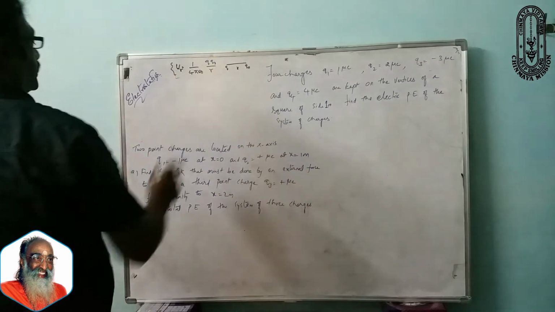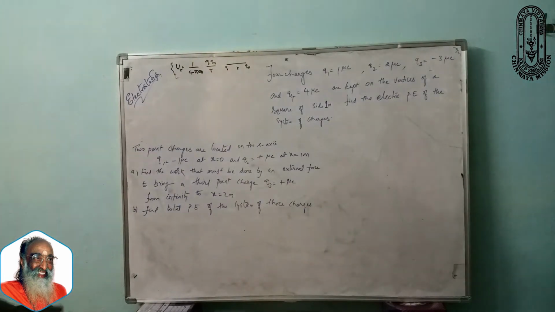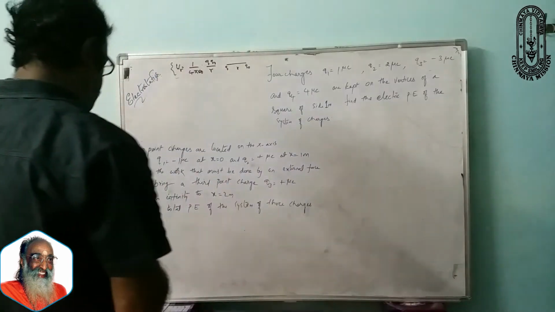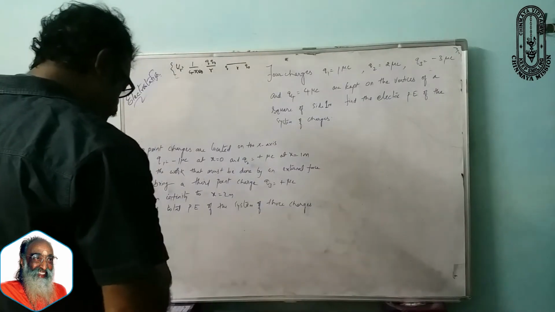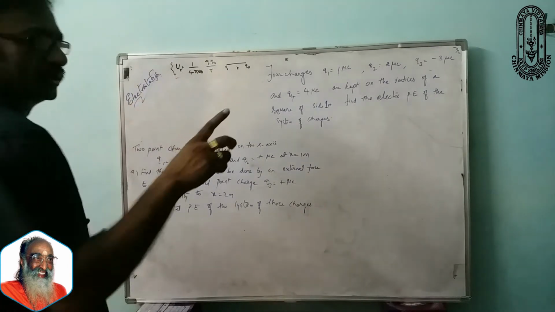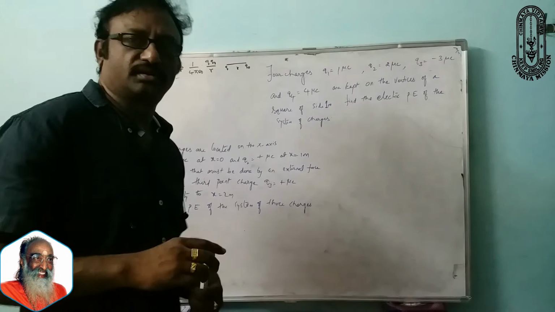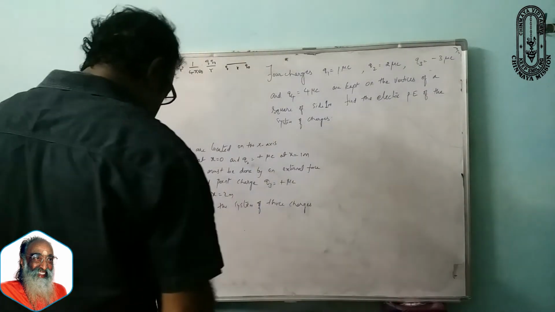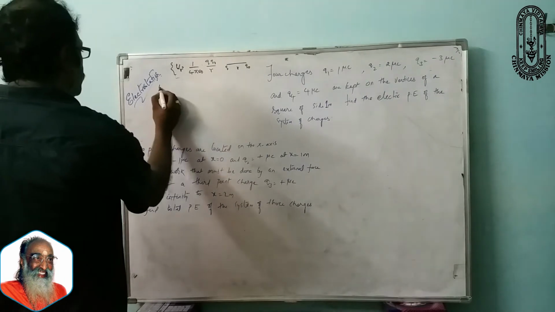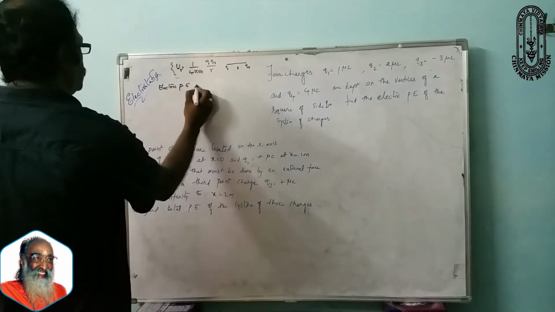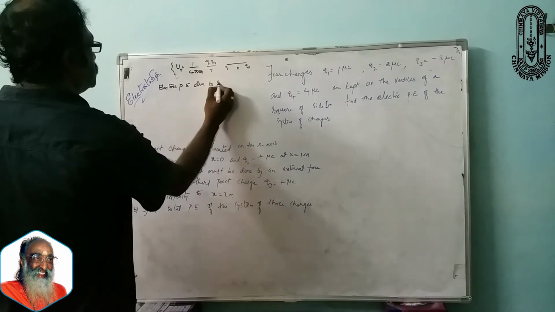That means if the separation is r, it is 1 by 4 pi epsilon naught q q naught by r. That's it. Similarly, here we talked about only two charges. If more than two charges are there, that means electric potential energy due to a system of charges.